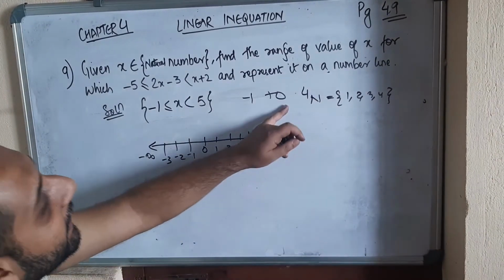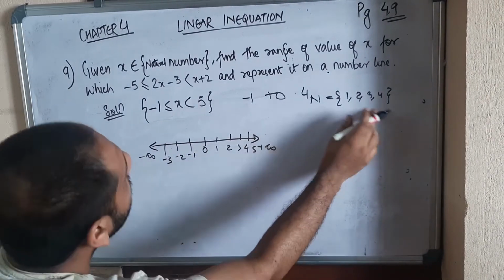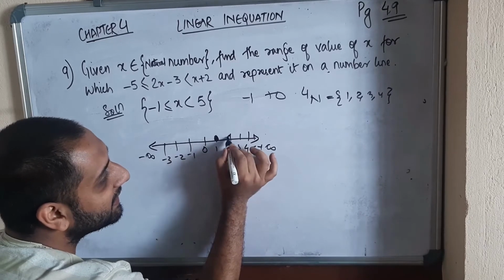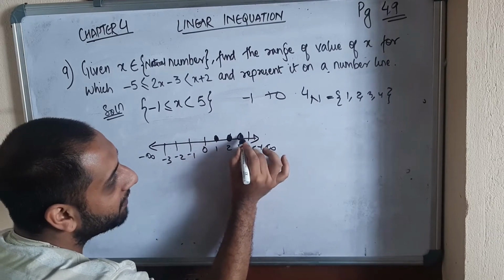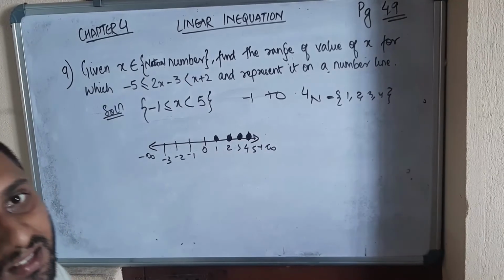Okay. Now what we do is we just mark it. See, 1, 2, 3 up to 4. We'll just do it here. Make a circle, darken it. Make a circle, darken it, make a circle, darken it, make a circle, darken it. This is how you represent it on a number line.